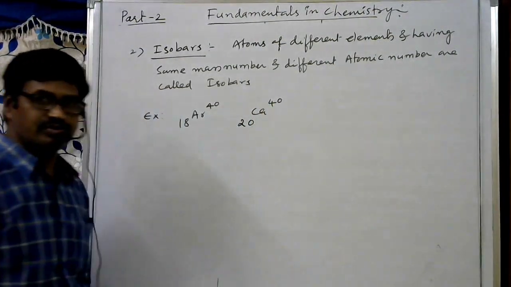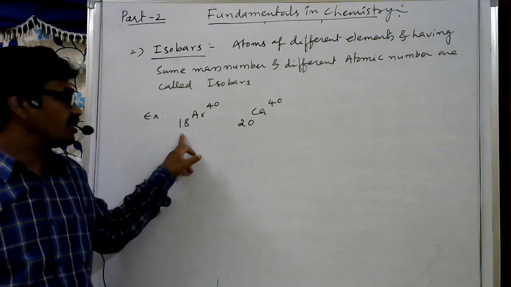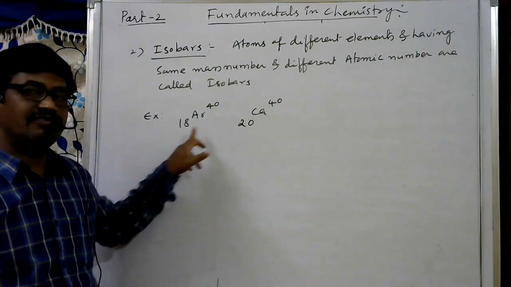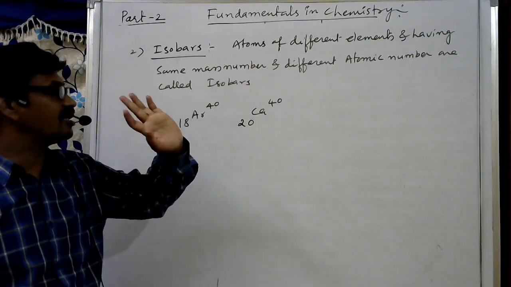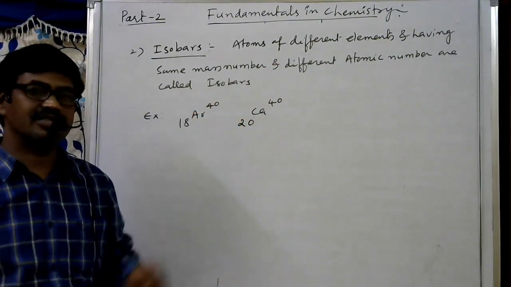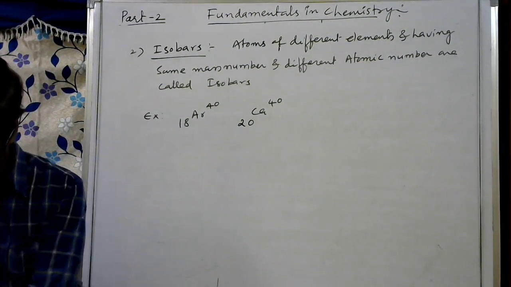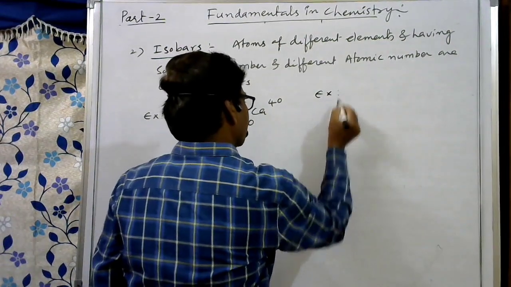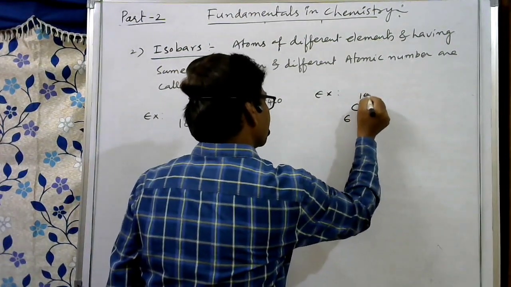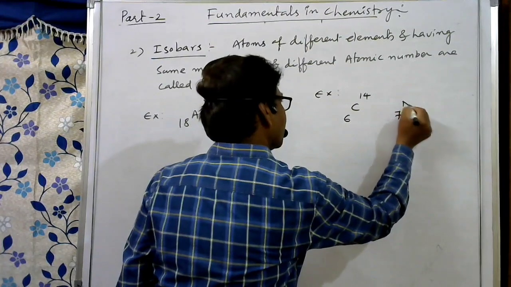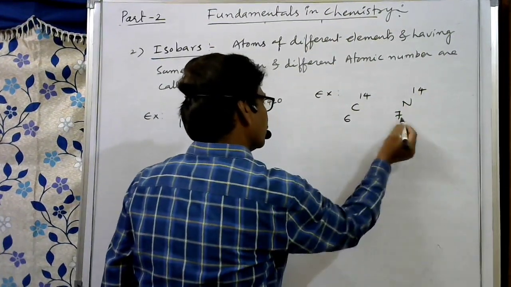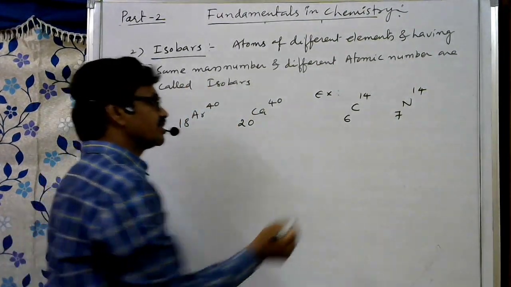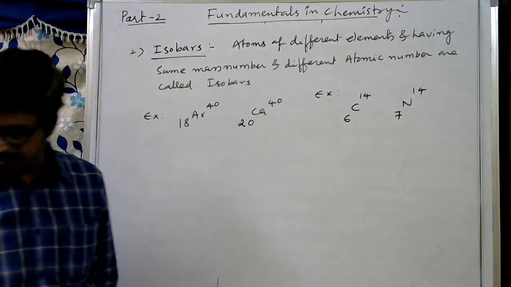Once you observe these two, what is the atomic number here? 18. What is the atomic number here? 20. So these two have different atomic numbers, which means they are atoms of different elements, and the mass number is the same, but the atomic number is different. One more example I am writing here: 6 carbon 14. Similarly, 7 nitrogen 14. Here also atomic numbers are different, so these are atoms of different elements with the same mass number.